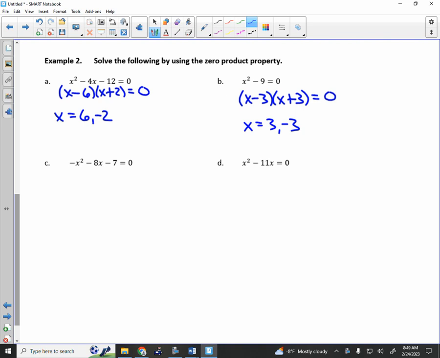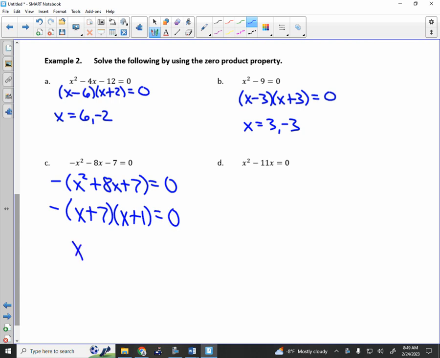The third one you have to factor twice. What do you factor out first? The negative sign produces x squared plus 8x plus 7. And then that factors to x plus 7 times x plus 1. So your solutions are negative 7 and negative 1. The next one also has a common factor. You factor out the x. So you have a solution of x equals 0 and x equals 11.